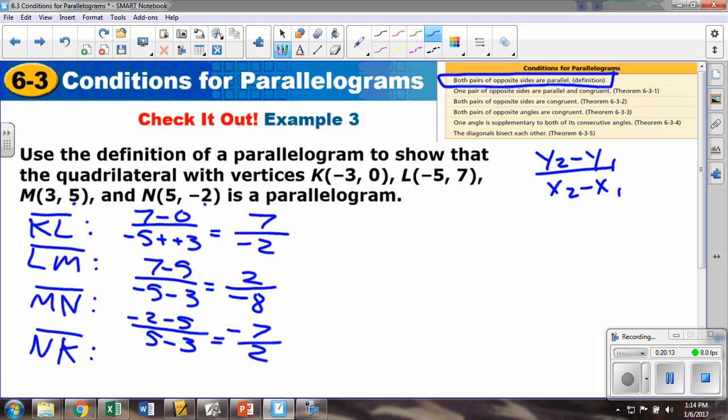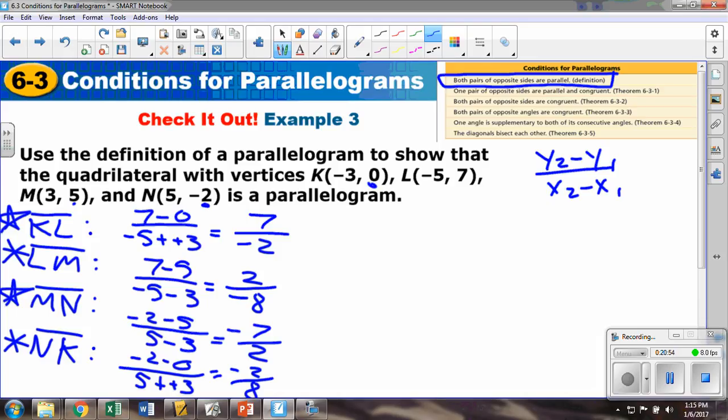And at this point I'm observing 7 over negative 2, negative 7 over 2. That's one pair of parallel sides. Their slopes match, that's one pair of parallels. Progressing to our last one then, NK. Negative 2 subtract 0, 5 subtract negative 3 gives us negative 2 over 8. And we've got the same situation. We've got a second pair of equal slopes. That's a second pair of parallels.